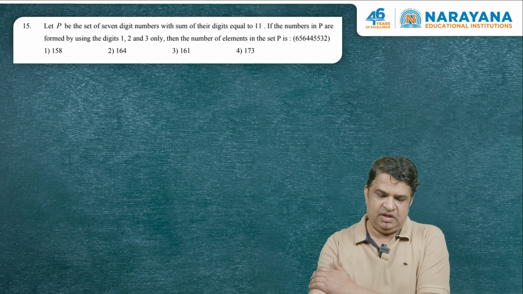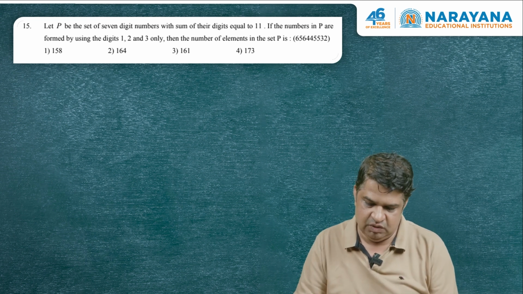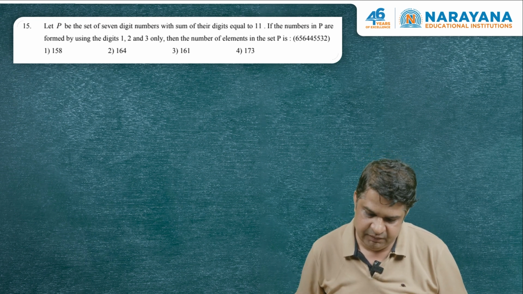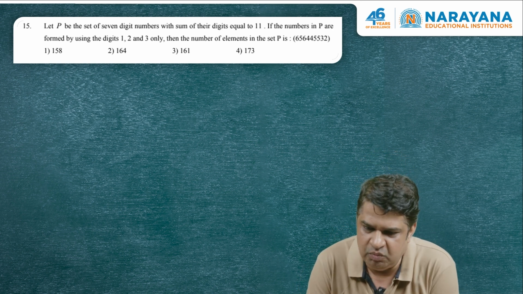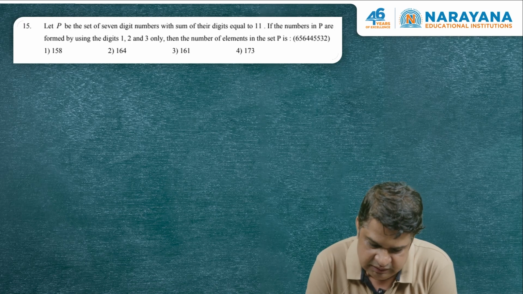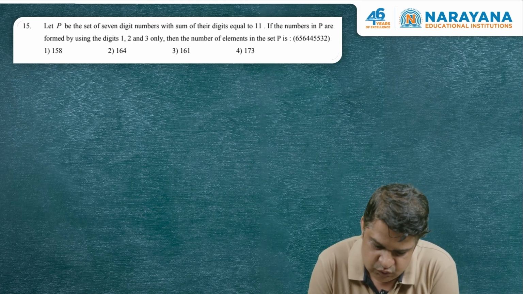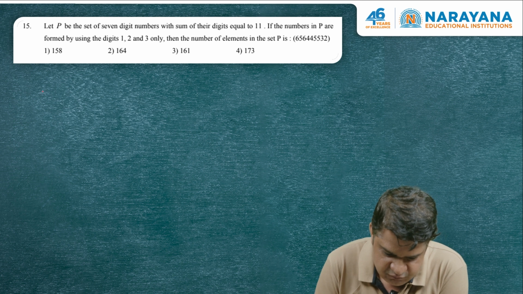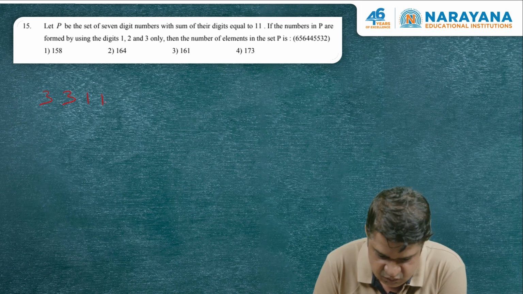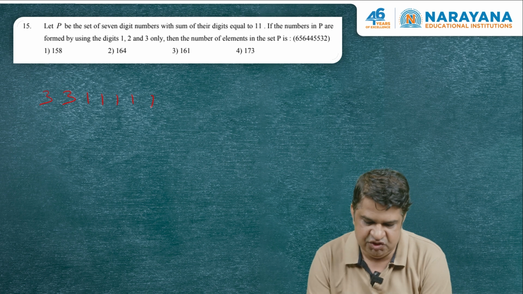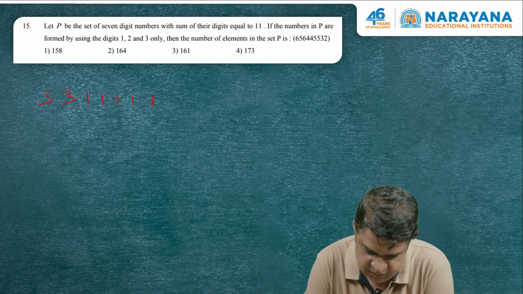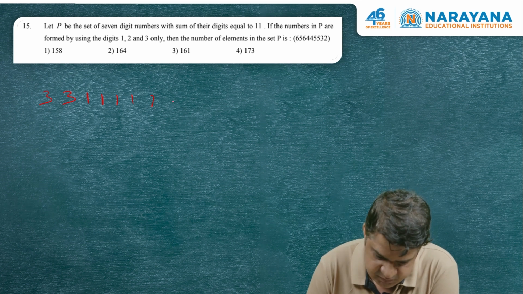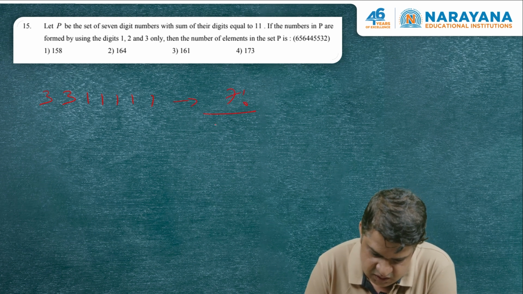P is a set of 7 digit numbers with the sum of their digits equal to 11, formed by using 1, 2 and 3 only. So, we have to check in how many ways we can make a sum of 11 with 7 digits using 1, 2, 3. First possibility is 3, 3, 1, 1, 1, 1, 1, meaning 2 times 3 and 5 times 1. So, our sum will become 11 and places used are 7. So, the number of arrangements here is basically 7 factorial by 5 factorial 2 factorial.